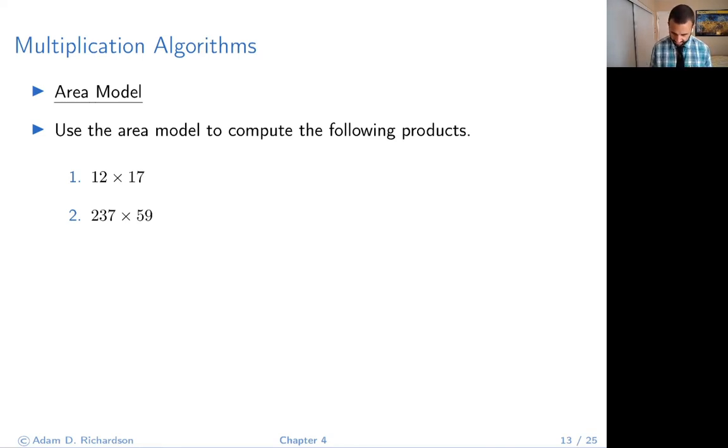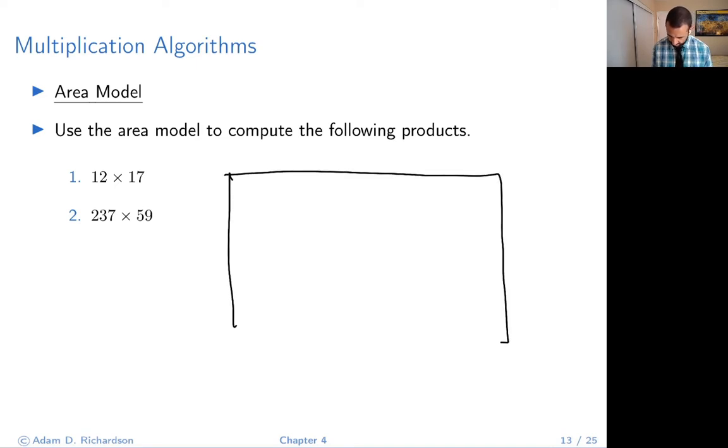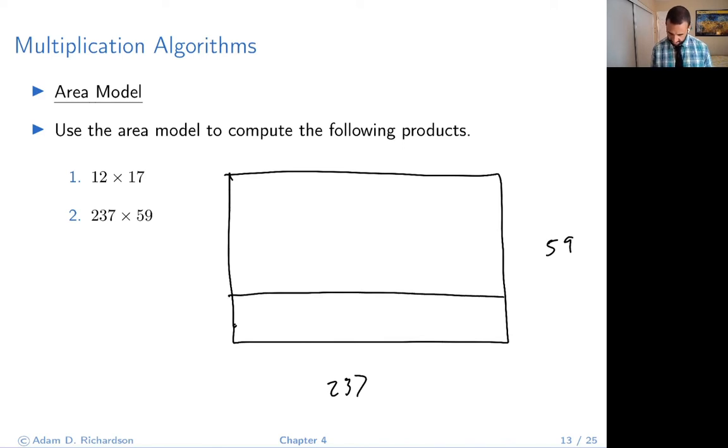237 times 59, let's do that. I'm going to change the color here. And I'm going to split it up based on place value, because I think that's the most natural for me. So this length is going to be 237, and this length is going to be 59. So what I'm going to do is split this up into 50 and 9. And then I'm going to split the top up into 230 and 7.